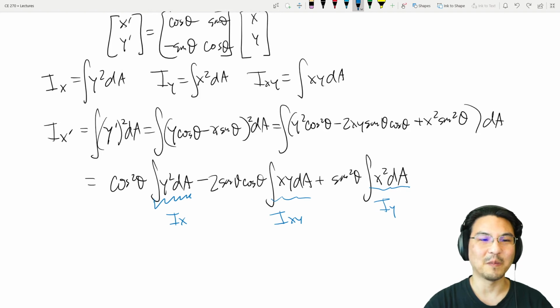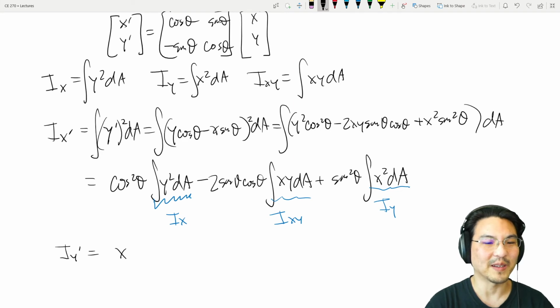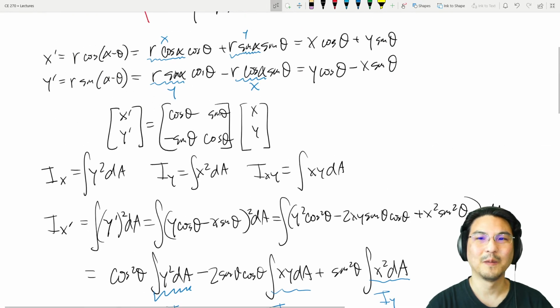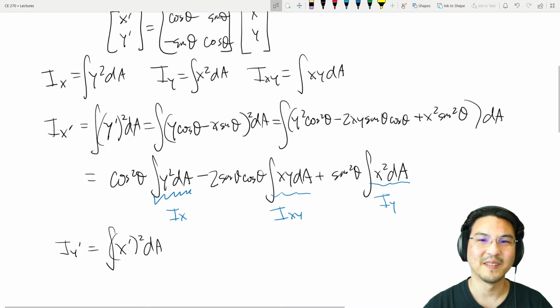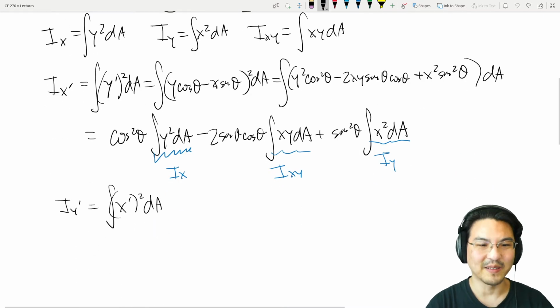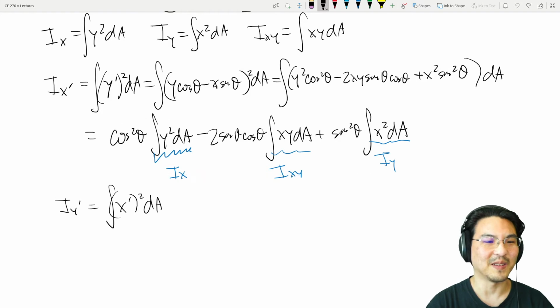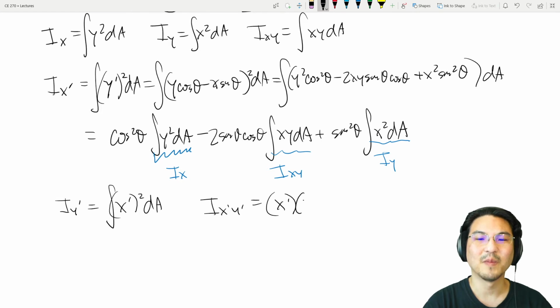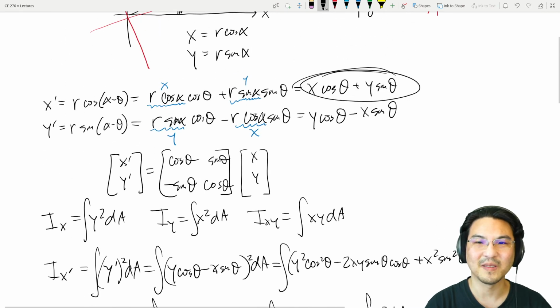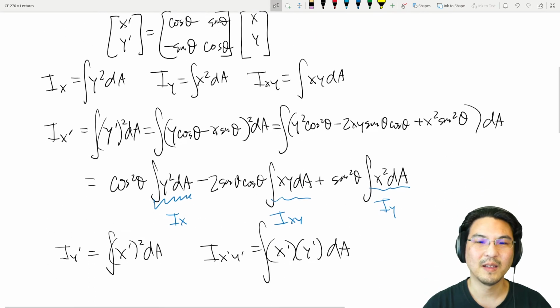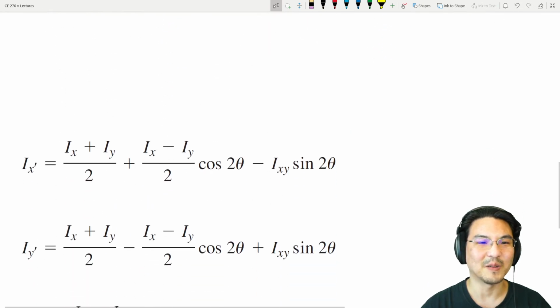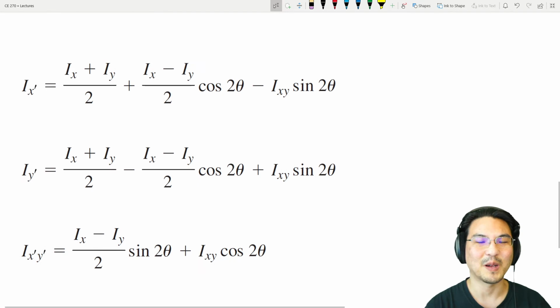And then you do the same substitution for Iy prime, where you take x prime squared dA, where x prime is this. So you put that here, square it, and then you do the same procedure. And then similarly for I x prime y prime, x prime y prime dA, where x prime and y prime are these. And then it simplifies to here, which I just have copied straight out of the book.